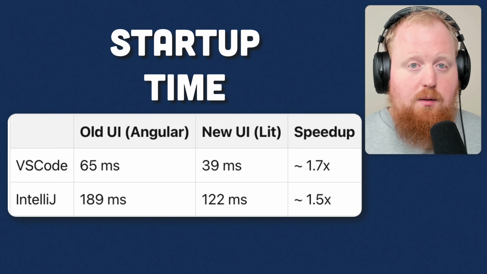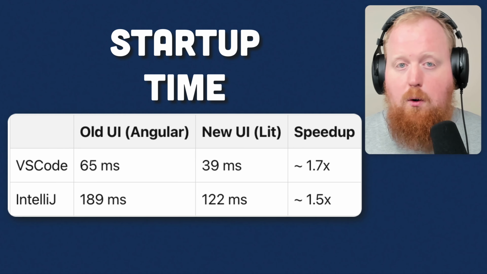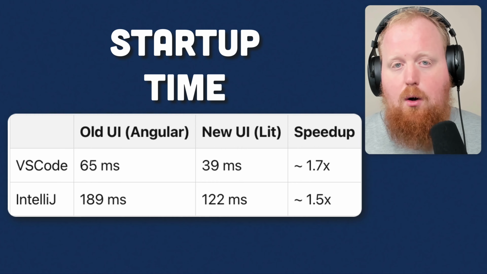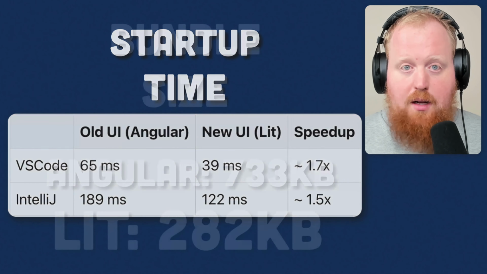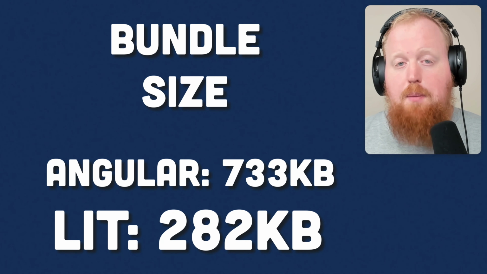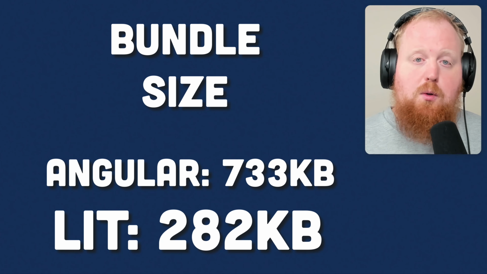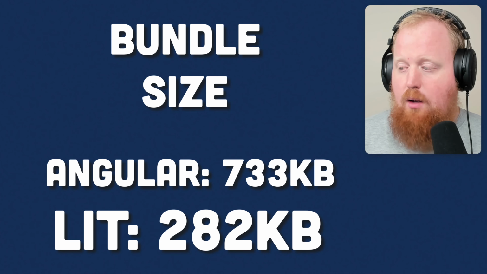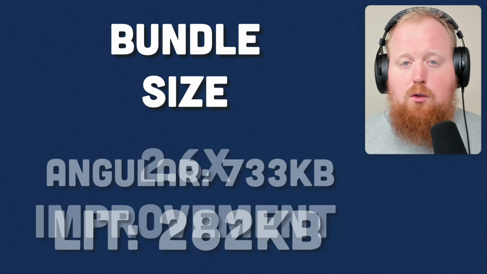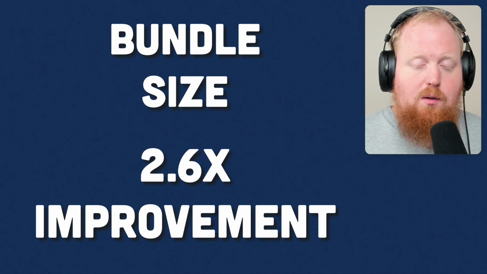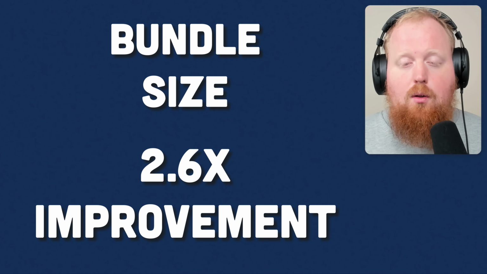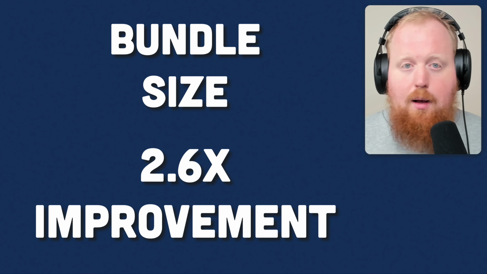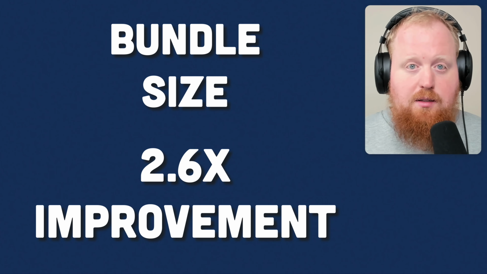And once all the dust is cleared, the results are pretty good. Just looking at performance in regards to startup time, we saw a 1.7 times improvement in VS Code and a 1.5 times improvement inside of IntelliJ. Our bundle size saw an even bigger improvement. As we mentioned, Angular comes with a lot of tools that we weren't using. So at the end of the day, we went from 733 kilobytes down to 282 kilobytes, which is a 2.6 times improvement. Now, when you download the newest version of NX Console, it's just a one-time download, and you probably won't notice it if you're in VS Code. I believe you do have to manually choose to install the latest version inside of IntelliJ, but there too, it's a one-time thing. So not the biggest deal, but it's still nice to see an improvement there.